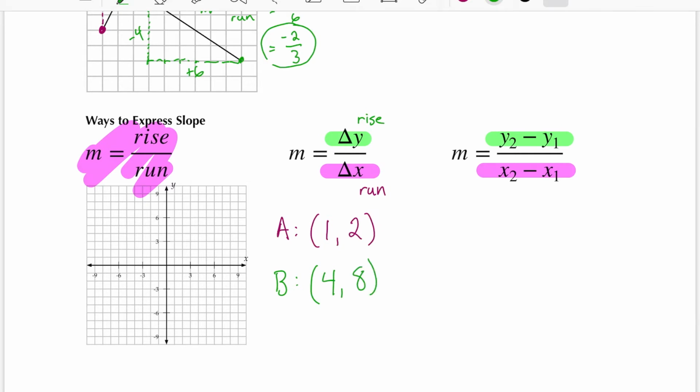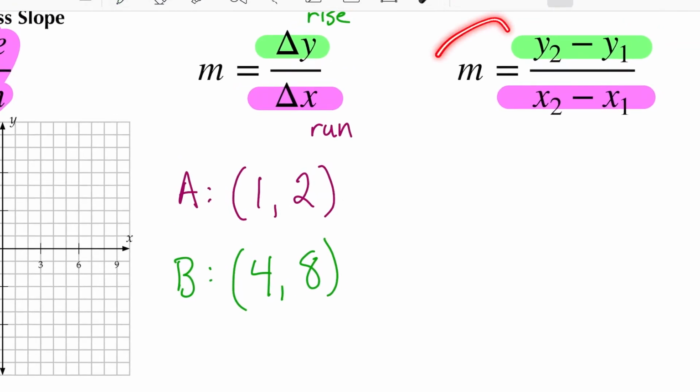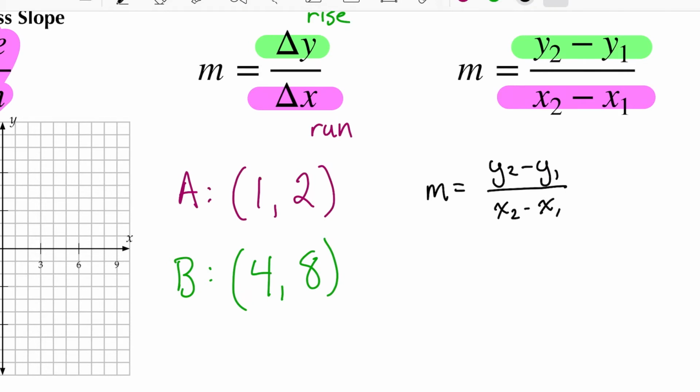Okay, so let's take a look. What we're going to do is use this formula first, and then look at how that is on the graph. Okay? So, our formula, m is equal to y2 minus y1 all over x2 minus x1. Right? I write my formula first. Now I choose one point to call point number 1. I'm going to call this one point 1 and this one point 2.